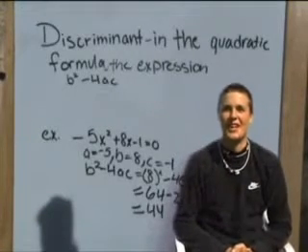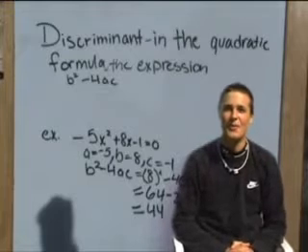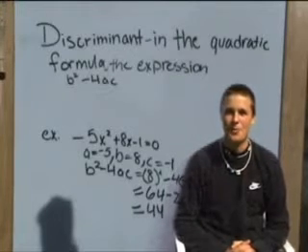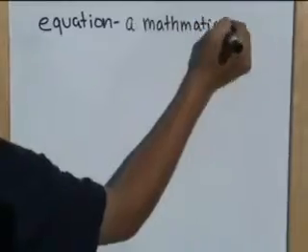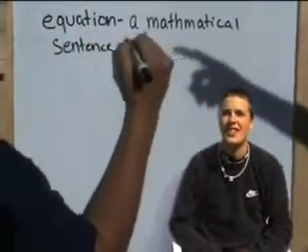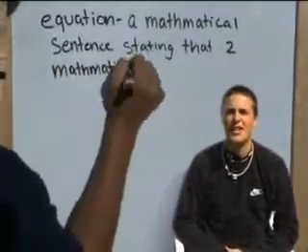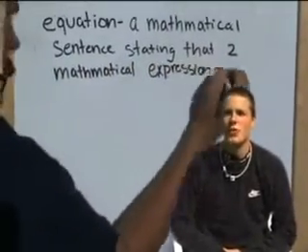D. Discriminant: in the quadratic formula, the expression b squared minus 4ac. E. Equation: a mathematical sentence stating that two expressions are equal.